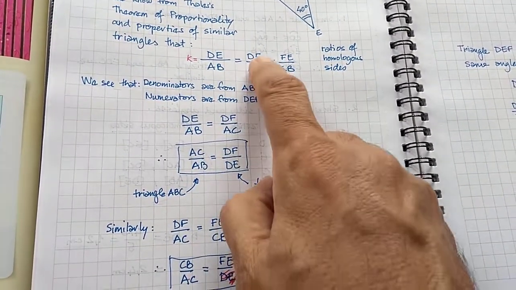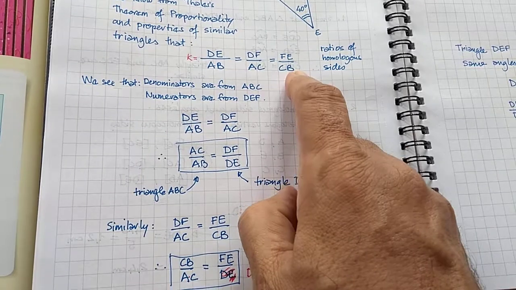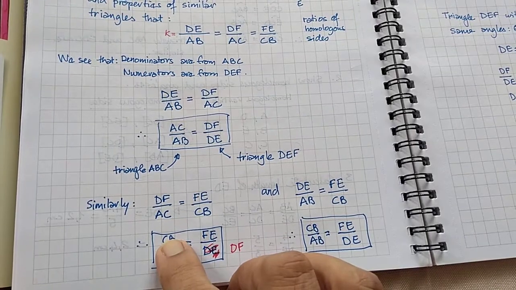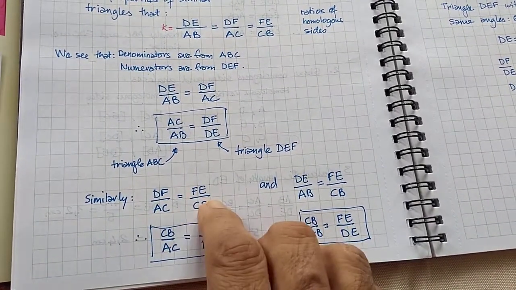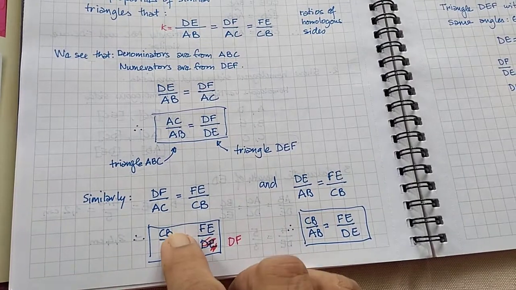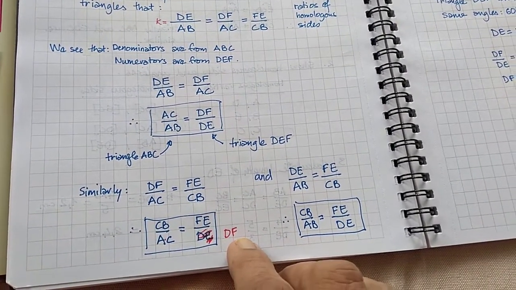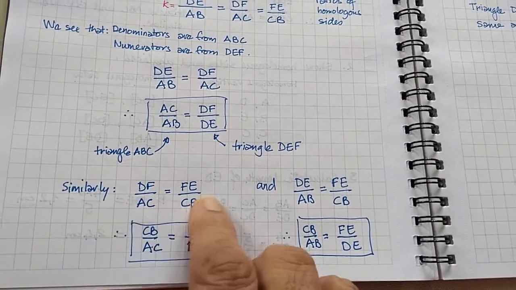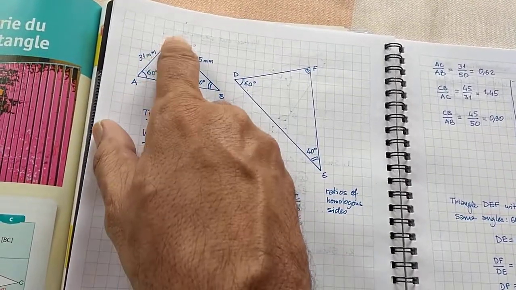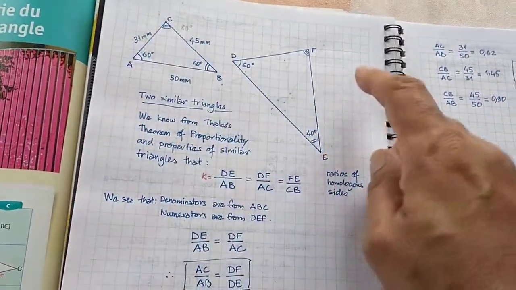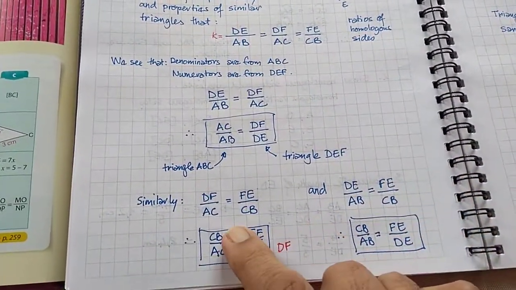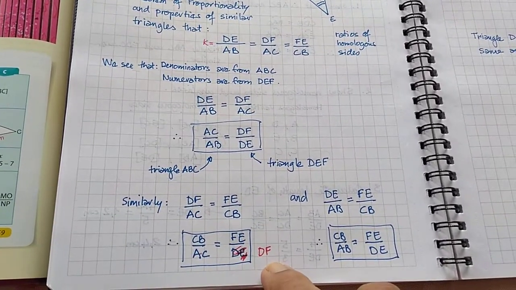So that means, and similarly, let me first finish for that, we'll take this equation, DF over AC is equal to FE over CB. If we exchange these two terms, we'll get CB over AC is equal to FE over DF. I'd written it wrongly there. I wrote it in red, corrected it. So essentially again you're getting the ratio CB over AC, which is equal to FE over DF.